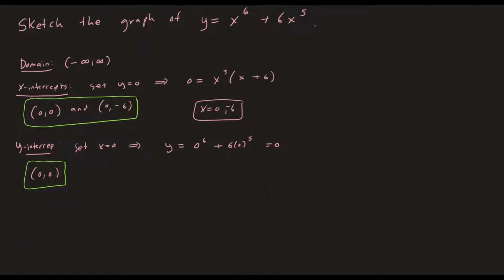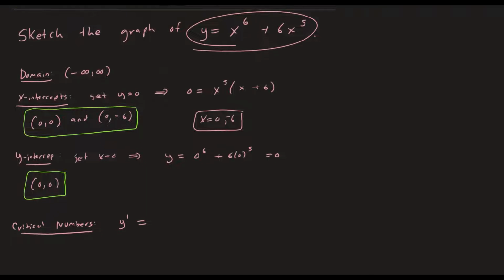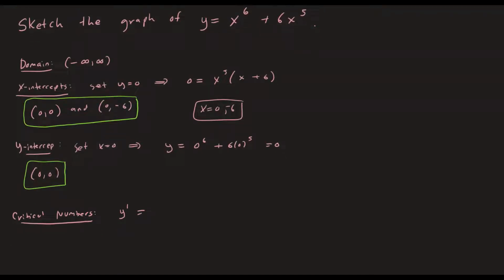So critical numbers is next. For critical numbers, we're going to take the first derivative and set it to 0. So y prime is going to be, I take the derivative of this function, using the power rule, you will have 6x to the 5th plus 30x to the 4th. So that's the first derivative.